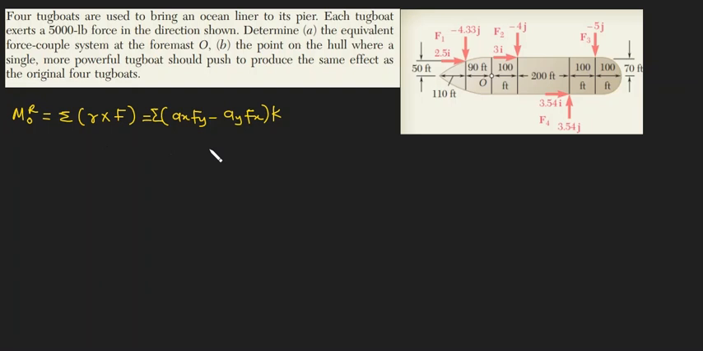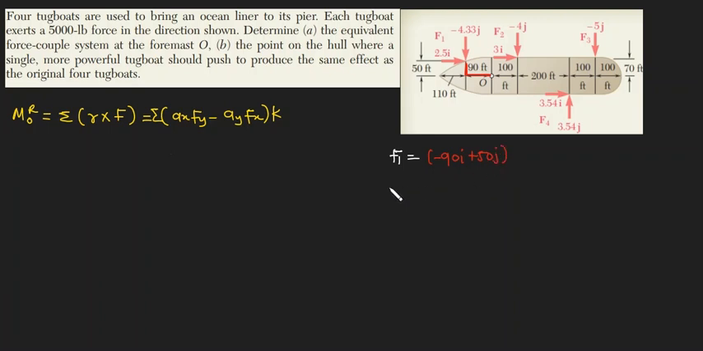So now let's look at how you're going to find the cross product. To do that, you first of all have to find the position vector of each of the forces. So let's go ahead and do that. For F1, its position vector from point O, you are going to move in this direction, which is minus 90 in the x-axis direction, and then in the y-axis direction, you move 50 feet. So that will be plus 50 in the y-axis direction.